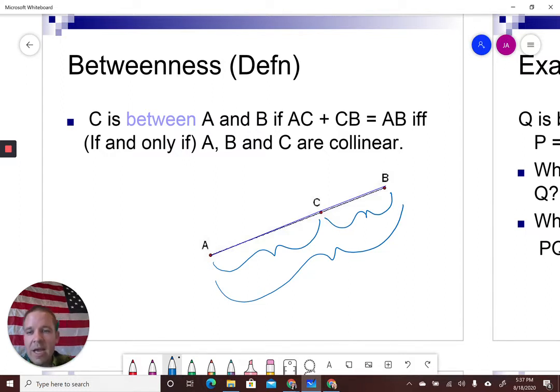So I can't say that if it were like this, A and B, and then we got C, that C is between A and B. They have to be collinear to be between. Okay? Cool.